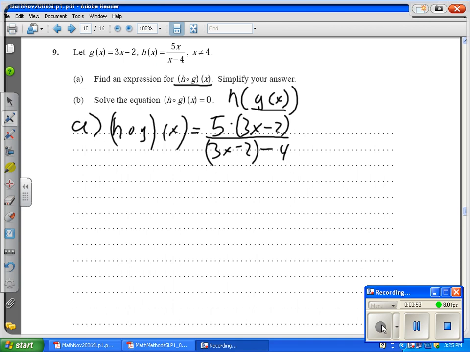We can now simplify this to get 5 times 3x minus 2 over, and we can take 3 out. First we combine this, and then we take 3 out, giving us 3 times x minus 2.